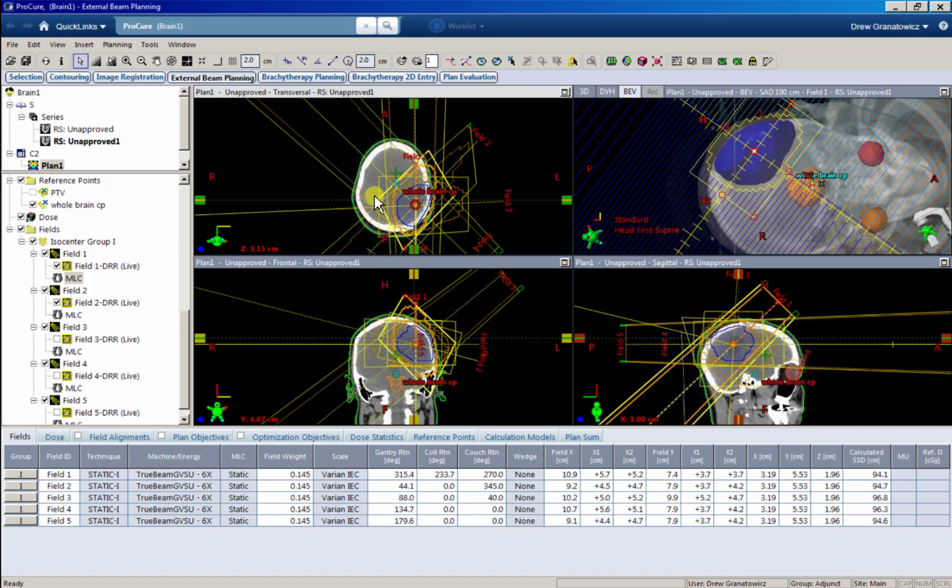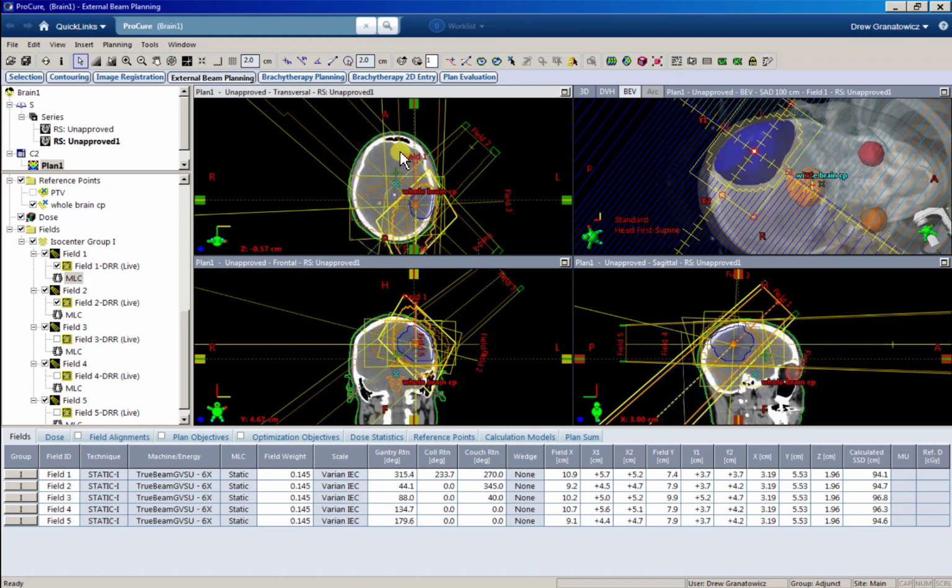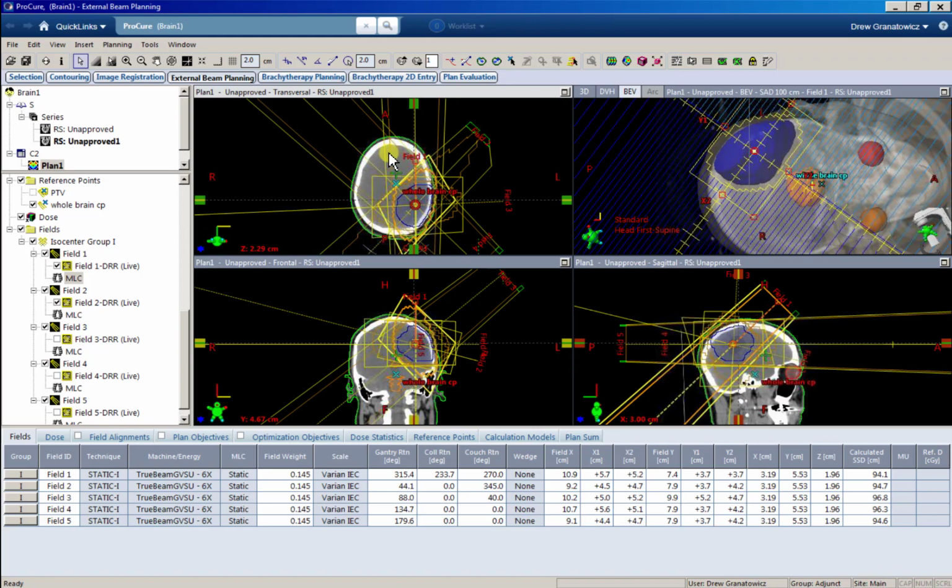So now if we turn on all our beams, we really don't have any beam entering through very much brain at all. Of course, we're exiting through brain, which is just unavoidable, but we're not entering through the front of the brain there.